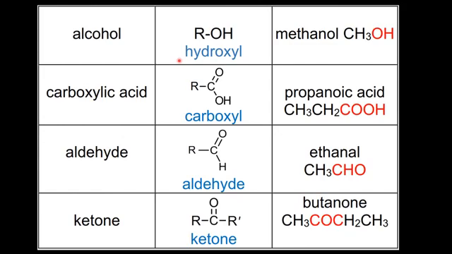The functional group is called the hydroxyl group. An example is methanol. The carboxylic acids have a carboxyl group. An example is propanoic acid. The aldehydes and the ketones both have a carbon double bonded to an oxygen, which is a carbonyl group. In the aldehydes, the carbonyl group is bonded to one other alkyl group. In the ketones, it's bonded to two alkyl groups. An example of an aldehyde is ethanol. An example of a ketone is butanone.